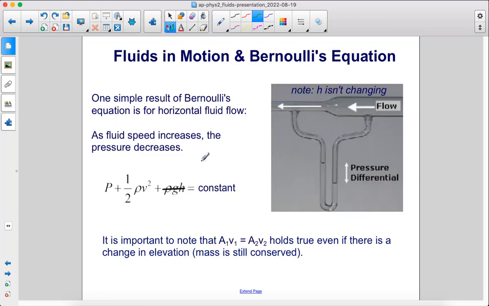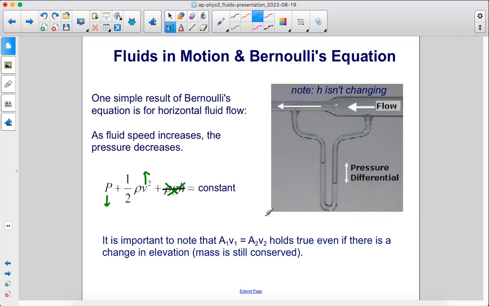One simple result of Bernoulli's equation is for horizontal fluid flow. As fluid speed increases, the pressure decreases. So here's Bernoulli's equation, and this is going to remain constant. And since the height is not changing, we're just going to get rid of that term because that's not going to change at all. And so you can see that as velocity increases, pressure will have to decrease in order for this whole amount to stay constant.